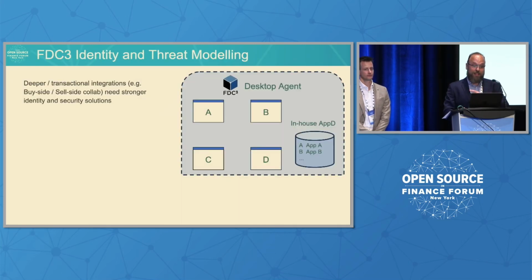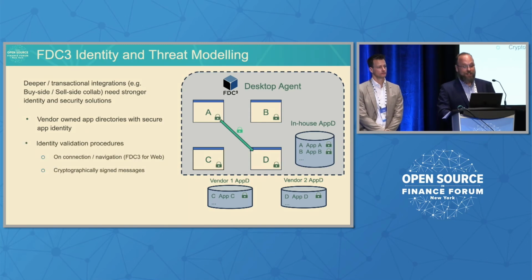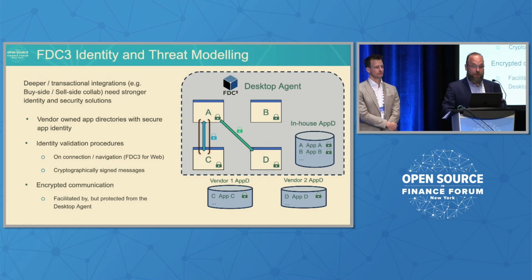But one of my personal favorites is the work of the FDC3 Identity and Threat Modeling discussion group, which Yannick down here runs, who are working on enabling deeper transactional integrations, for example, buy-side and sell-side integrations that need stronger identity and security solutions than FDC3 has at the moment. That might include adopting more vendor-owned app directories with secure app identities in them, identity validation procedures on connection or navigation, something that FDC3 for the web is actually slightly better at than traditional FDC3, cryptographically signed messages, or encrypted communication that's facilitated by the desktop agent but actually protected from it and from the other apps that it supports.